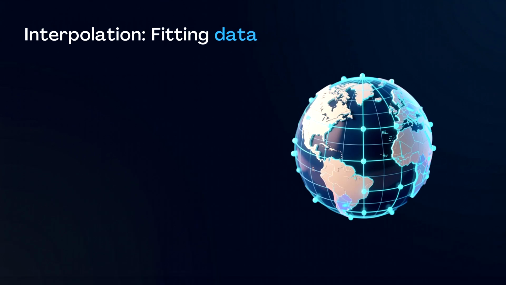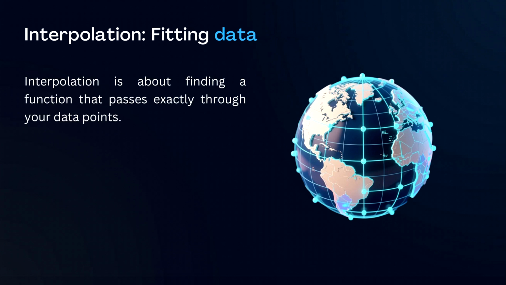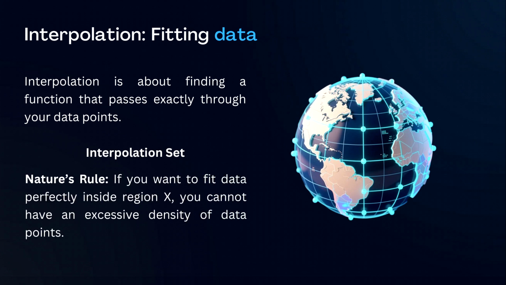The second approach is interpolation. Interpolation is like the perfect fit. If you want to find the function that passes exactly through all the data you have collected, for this we define the interpolation set. And here the rule is the opposite of sampling. If you want to fit data perfectly inside a specific region X, you cannot have an excessive density of data points.